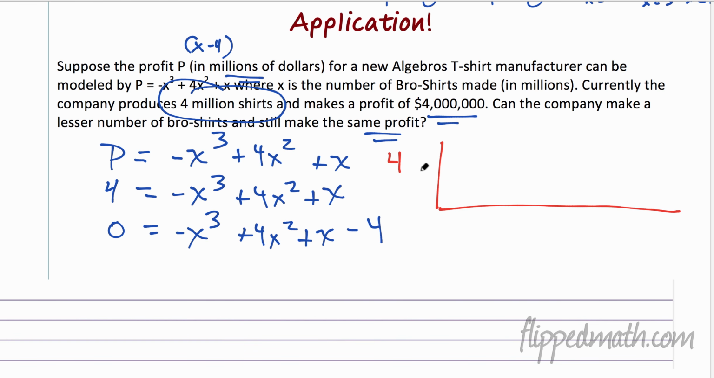This is tricky because we have two 4's here. One represents the P, and I already plugged that in. But we know when x is 4 that's going to solve this equation. When I plug a 4 in here, it's going to solve this equation right here. So I want to know what other values will solve this equation. Let's take this polynomial and divide it by x minus 4.